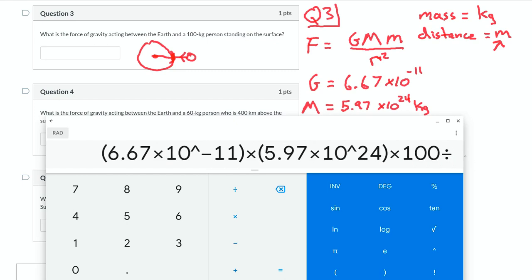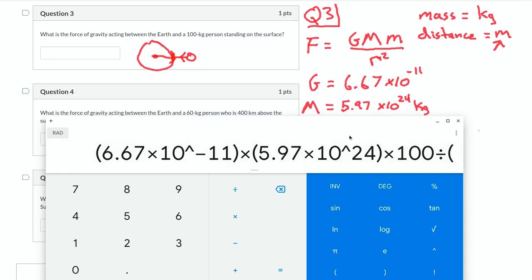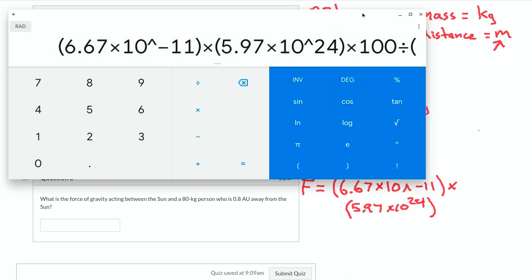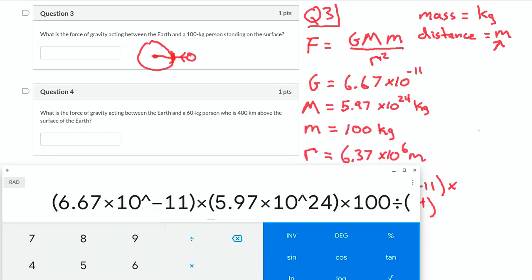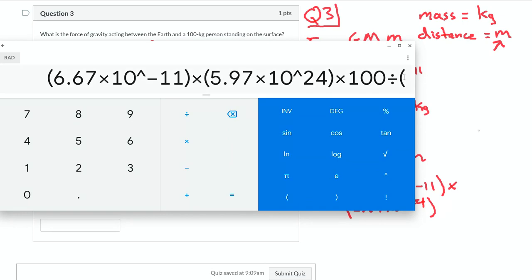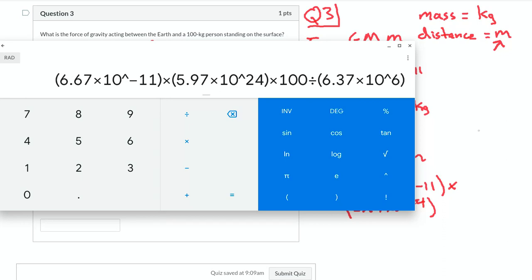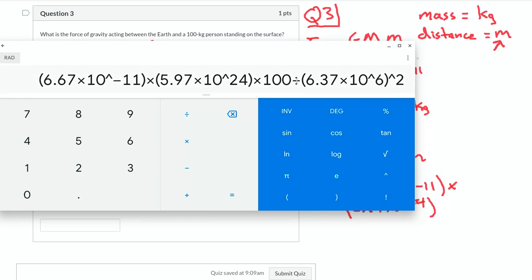Now I'm going to say divided by, and now this is really important to have parentheses here. Parentheses, I want my distance. And I have to have those parentheses because when I square it, I want to make sure I'm squaring all of that distance. So let me get the value here. The distance is 6.37 times 10 to the 6, so divided by 6.37 times 10 to the 6, and then squared. This is really important right here. The entire distance should be inside these parentheses before it's squared. Okay, that's our distance that we're using.